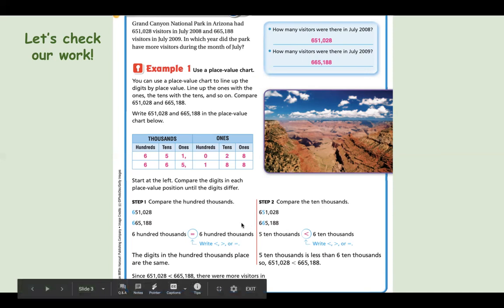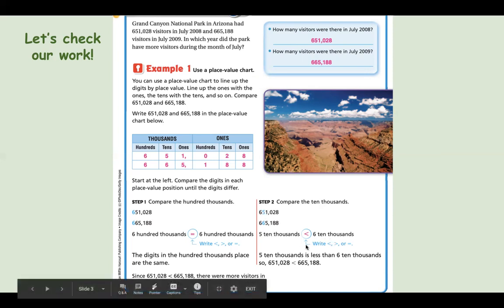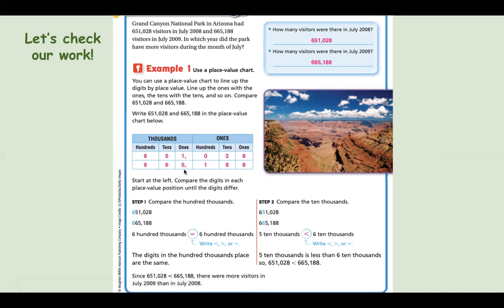So I skipped over to here. So the second step, we would say that the 5 10,000s is less than 6 10,000s. So therefore, that means that that whole number, 651,028, is less than 665,188. Did we even have to bother looking at the thousands, the hundreds, the tens, the ones? You should be thinking, no, we didn't even have to look at those.